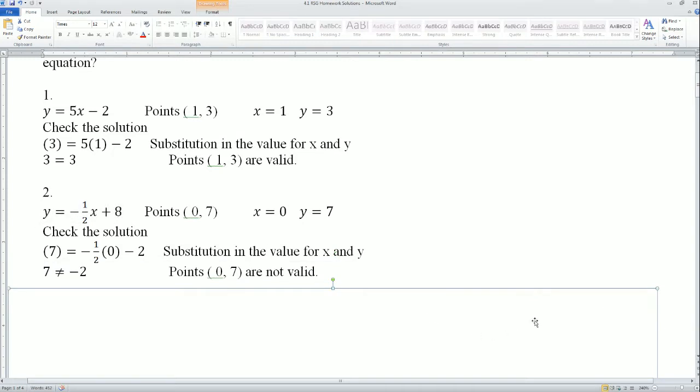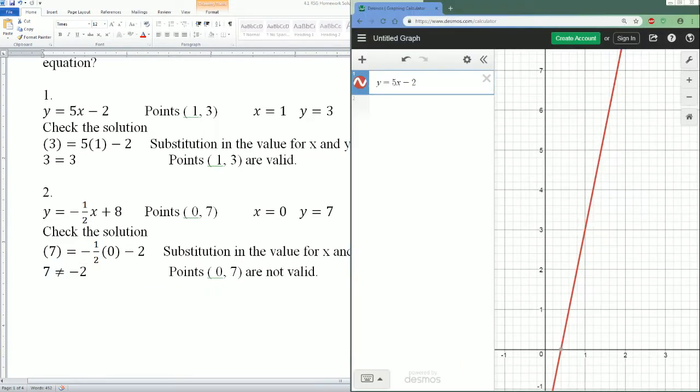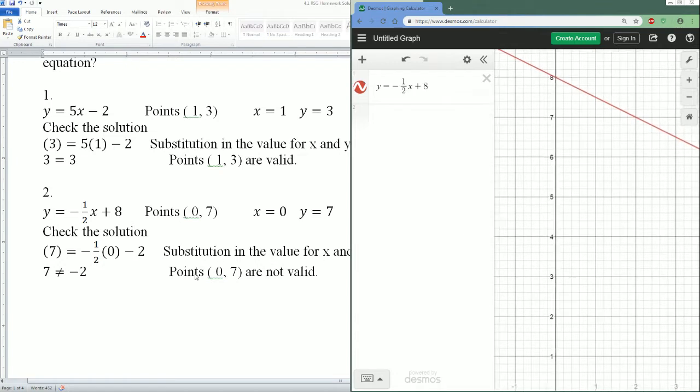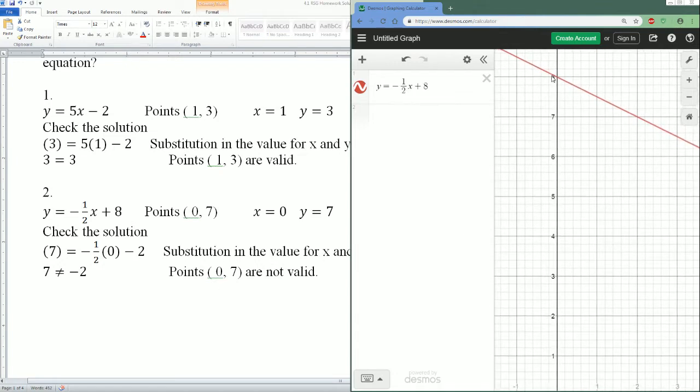2. y equals negative 1/2 x plus 8. The point is 0, 7. x equals 0, y equals 7. Substitute in. I say y is not equal to 7. Let's see if that is valid. So this is negative 1/2 x plus 8. Let's see if 0, 7 was a valid solution. Nope, it was 0, 8. 0, 7 is right here. It's off the line. That is why it's not a valid solution.